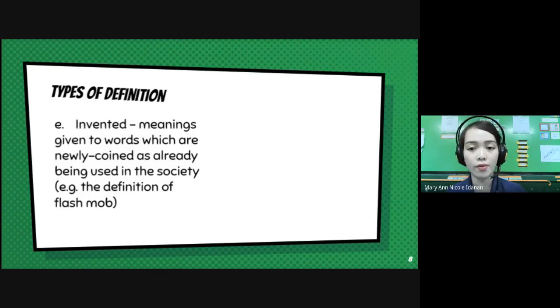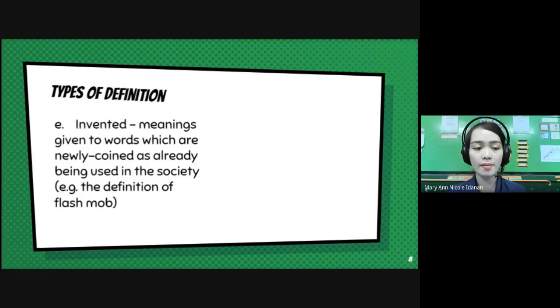And there are a lot of newly invented words in our society. But class, don't be confused about the colloquial words, okay? Because colloquial words, or those informal words, are not acceptable to be used here in academic writing. But this flash mob is accepted because there is no other word to describe a flash mob. Okay, and it's not informal.